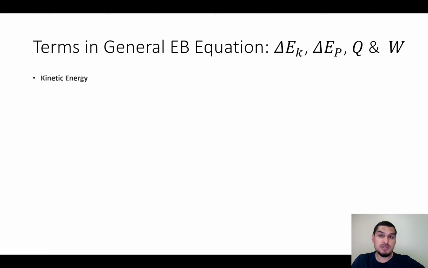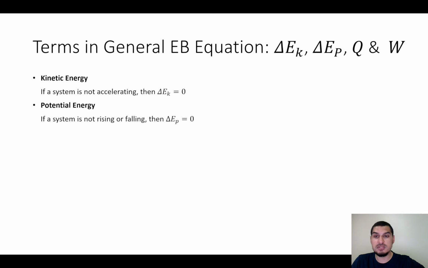So regarding the kinetic energy, potential energy, and Q and work, we know that if the system has no acceleration, meaning that the velocity change is zero, then delta kinetic energy is zero. There is a velocity, but it's a constant velocity, then there is no change in kinetic energy. Keep in mind that we are talking about delta EK, which is the final minus initial. So if the velocity is constant, then the initial equals the final, so the difference is zero. The same for potential energy. If there is no change in elevation, then delta potential energy is zero.